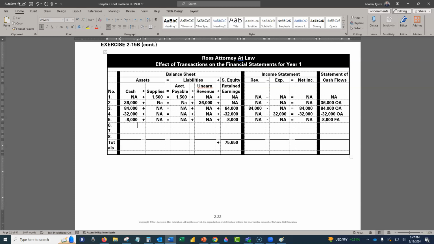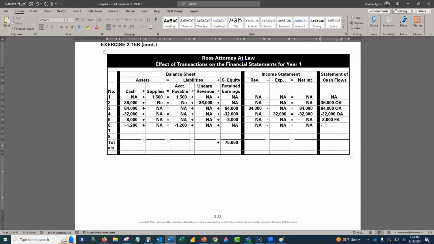Number 6 tells us we paid $1,200 of the amount due on accounts payable. So interesting here, paid means cash. It didn't tell us we did anything other than pay cash. Again, no impact on supplies. However, now we have reduced our accounts payable by $1,200, right? We owe $1,200 less than we did. No impact on unearned revenue. No impact on retained earnings because there is not an expense component here, which means no impact on net income.